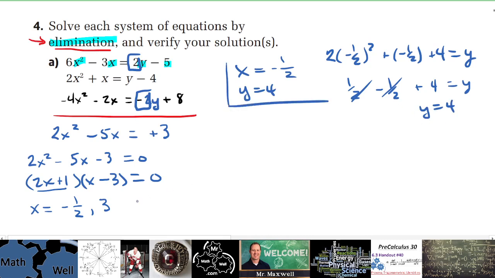Yes, no? Okay, you guys can double check that. I'll do the next one here. X equals 3. Okay, so let's plug it into the other equation now.